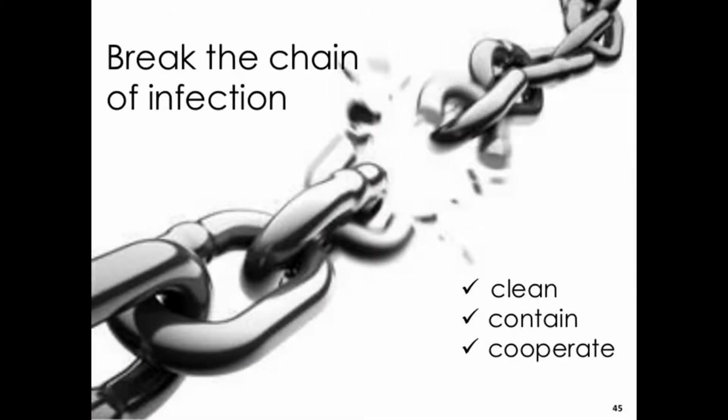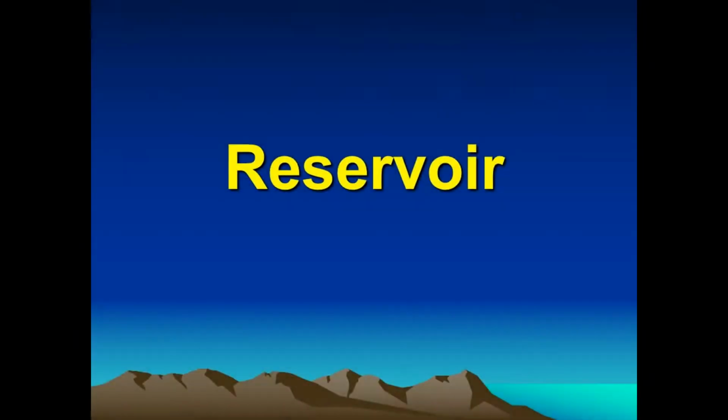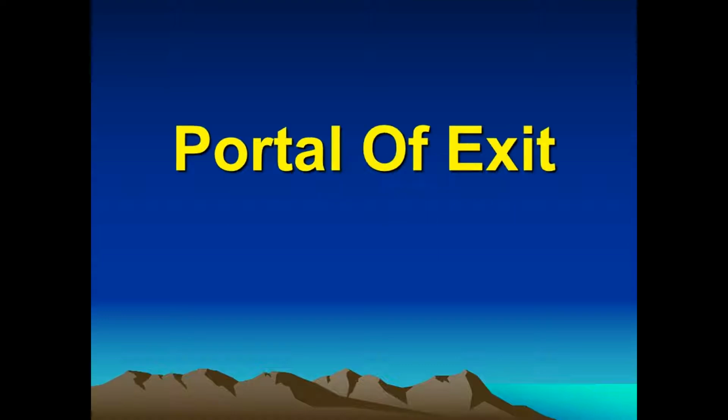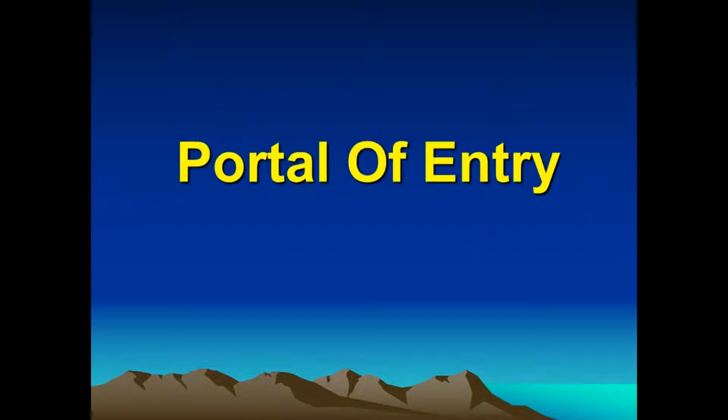Okay? So, there are 6 points at which the chain can be broken, and the pathogen can be stopped from infecting another person. So, let's have a quick review of the elements of the chain of infection. So, the elements of the chain of infection includes the infectious agent, yung pathogen, yung virus. Then, we have the reservoir. Then, we have the portal of exit, the mode of transmission, portal of entry, and the last element is the susceptible host. Okay, let's have a quick review.